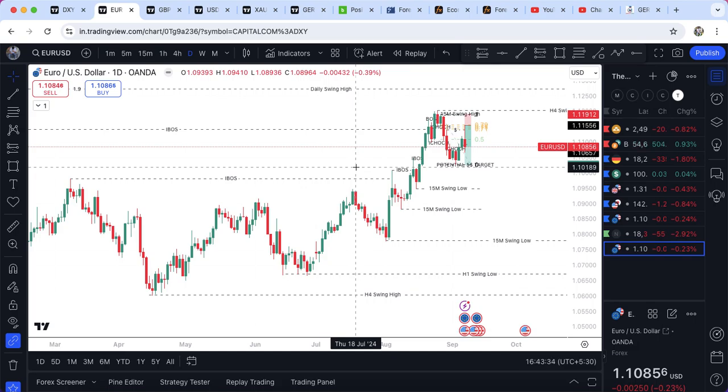So this is just the weekly analysis that I'm doing on EUR/USD to see how the week is going to look like. So let's see how it's going to look like.